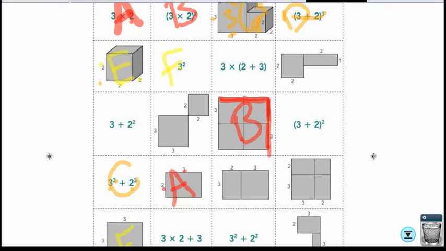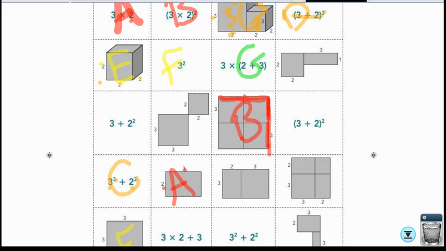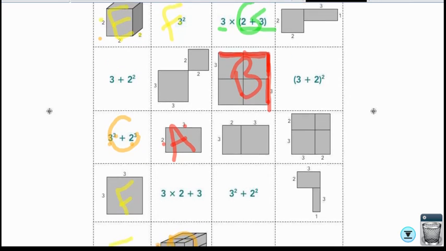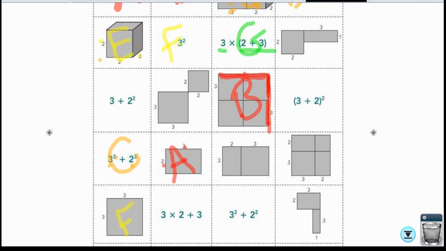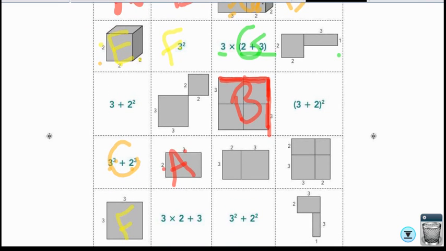Let's find G. This one is a little bit tricky. I've got 3 by itself times 2 plus 3. So I've got a length, 3, and then a width, 2 plus 3. So where can I find something that's a rectangle with a length of 3 and then a width of 2 plus 3? That's 2D, but that's not a rectangle. This one has a length of 3 and the width of 2 plus 3. So I think that's it. Because I have 3 times 2 plus 3.